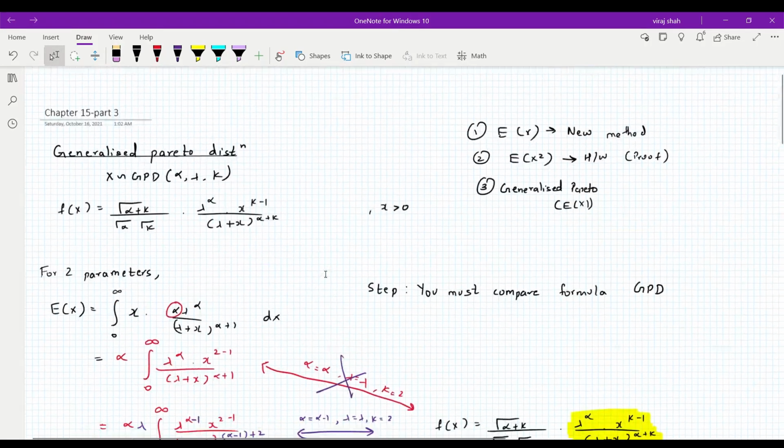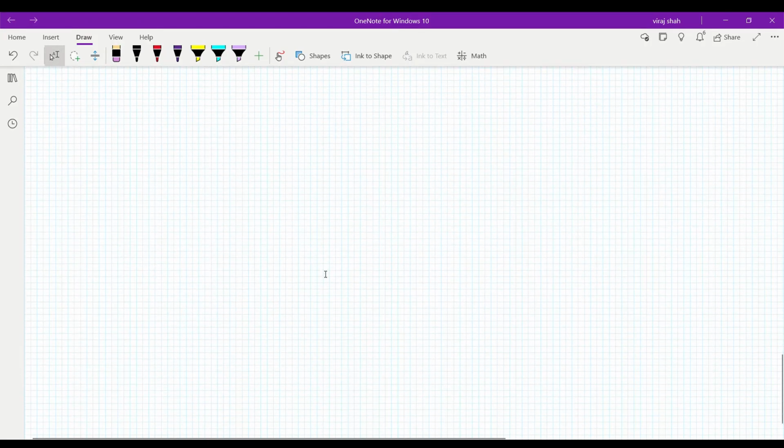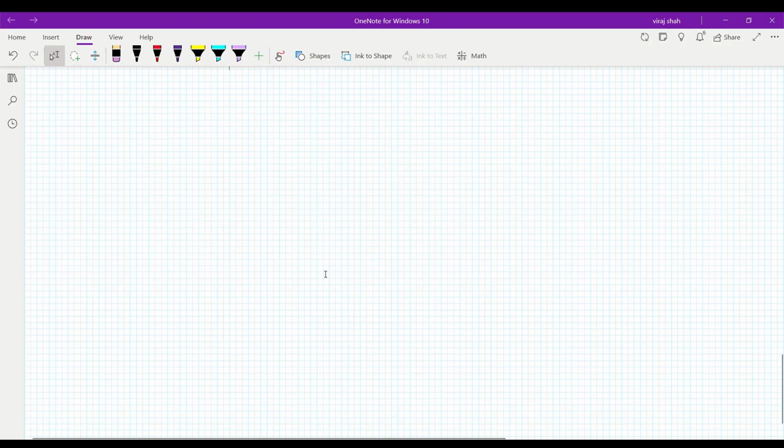Make sure you do expectation of x squared. I will just upload a good photo. We meet for the last part of chapter 15 in the next lecture, where we'll be covering variable distribution as well as the Burr distribution.